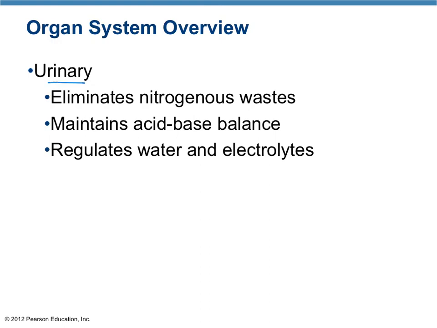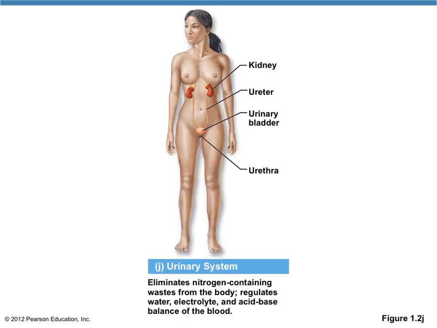The digestive system is responsible for eliminating solid waste. The urinary system is eliminating nitrogenous waste. Nitrogenous wastes are all generated by your cells. Your urinary system also helps to maintain an acid-base balance in your blood and regulate water and electrolytes. The urinary system is made up of the kidneys, and then there are tubes called the ureters that travel to the bladder. The bladder is where urine is stored before you get rid of it, and the urethra is the tube that takes urine out of the body.